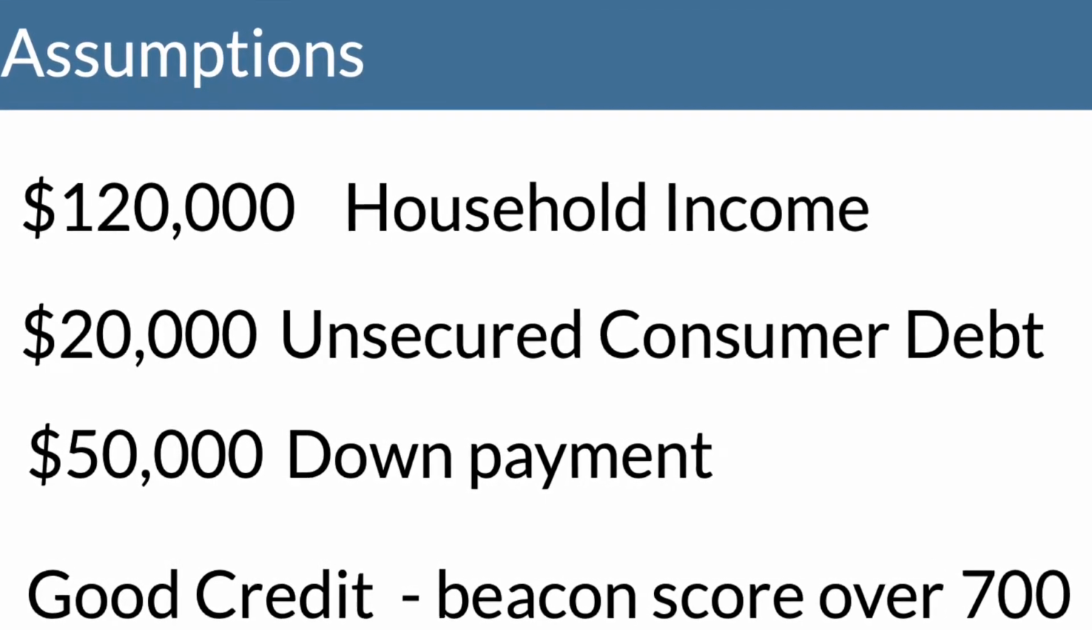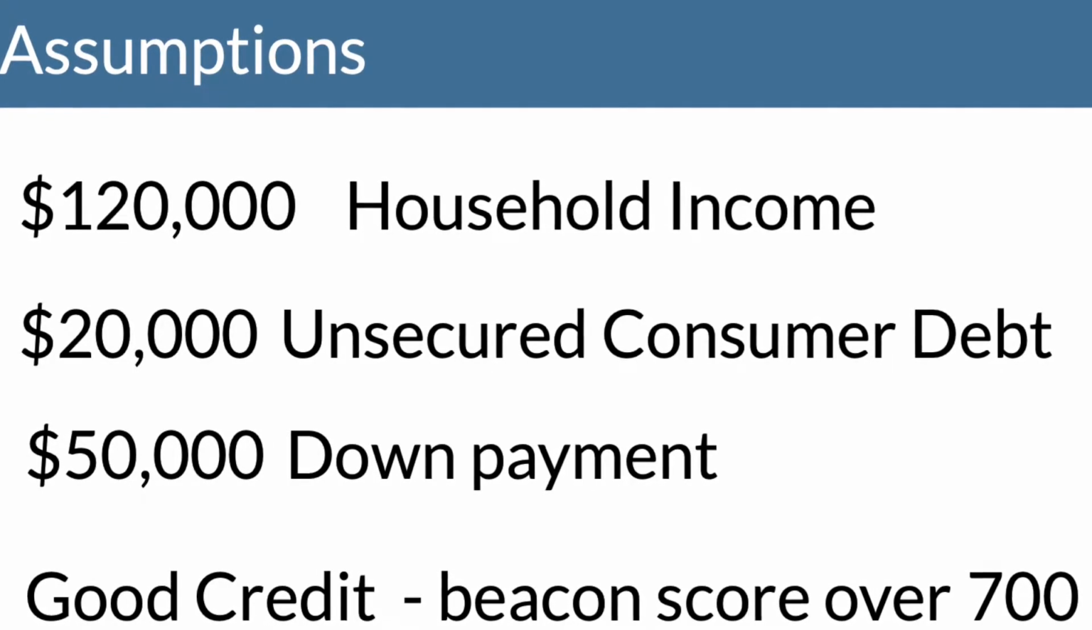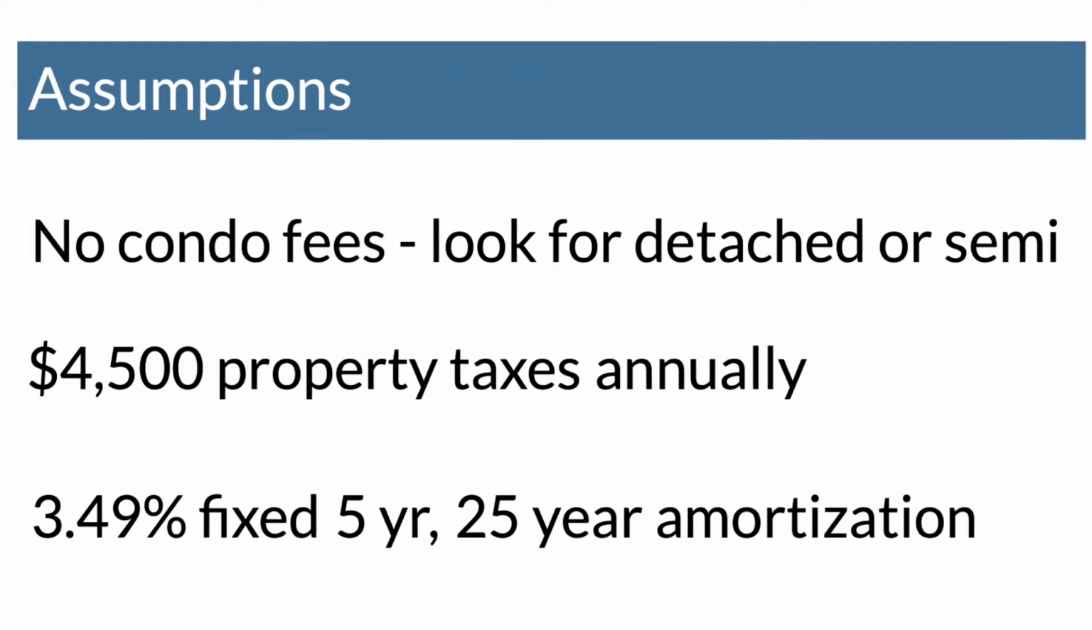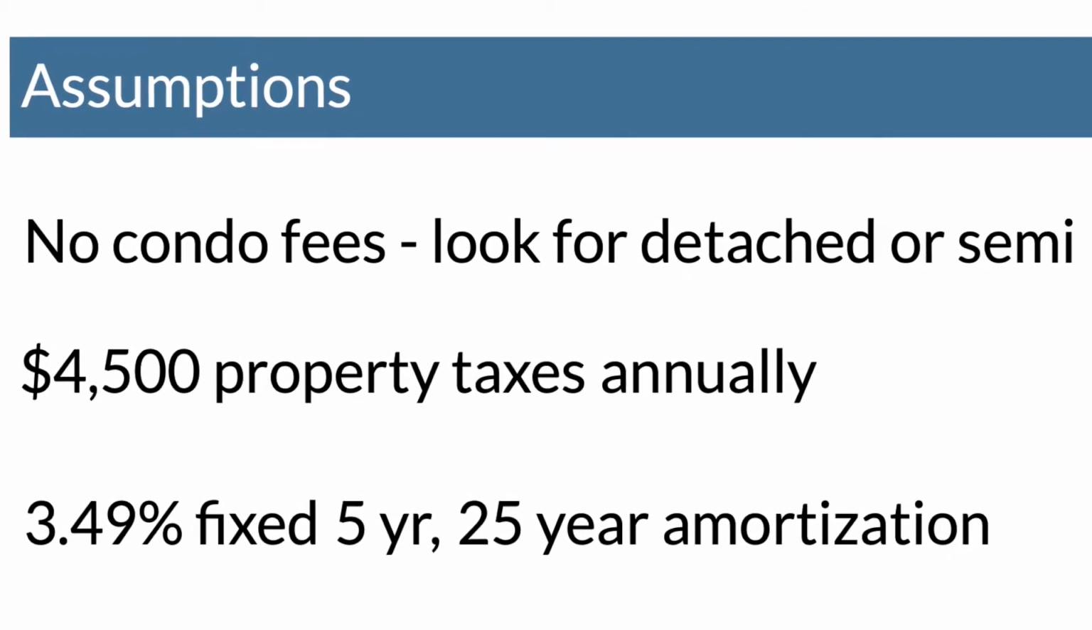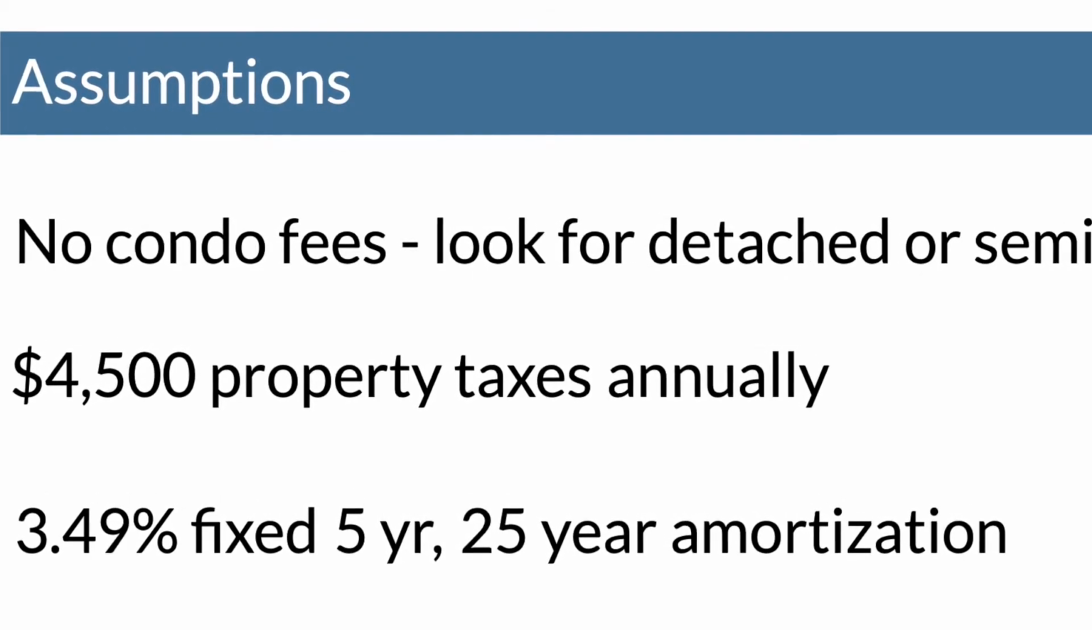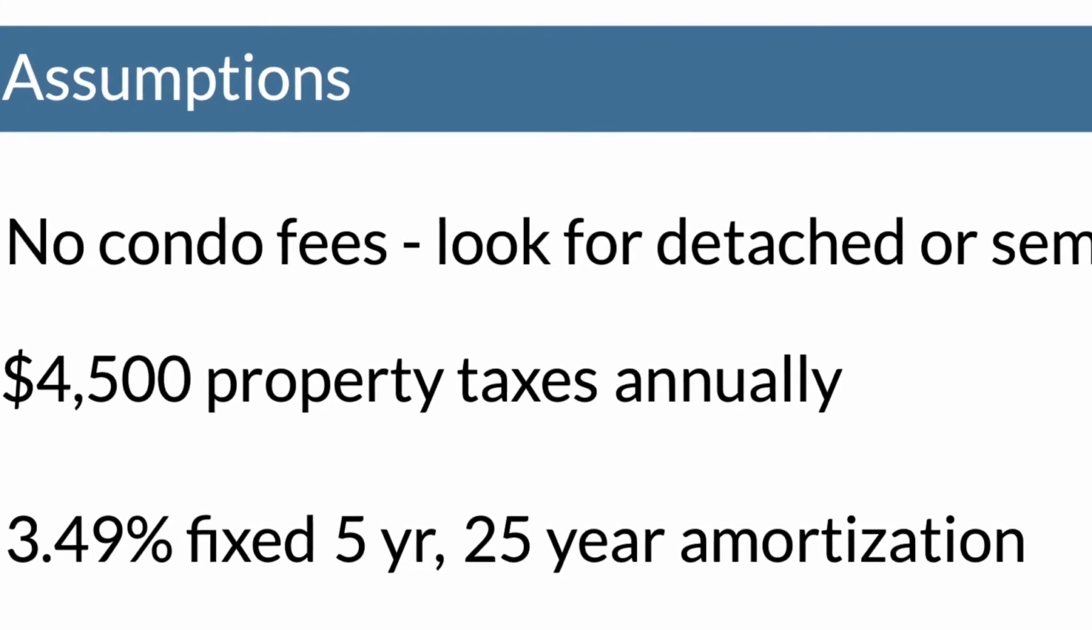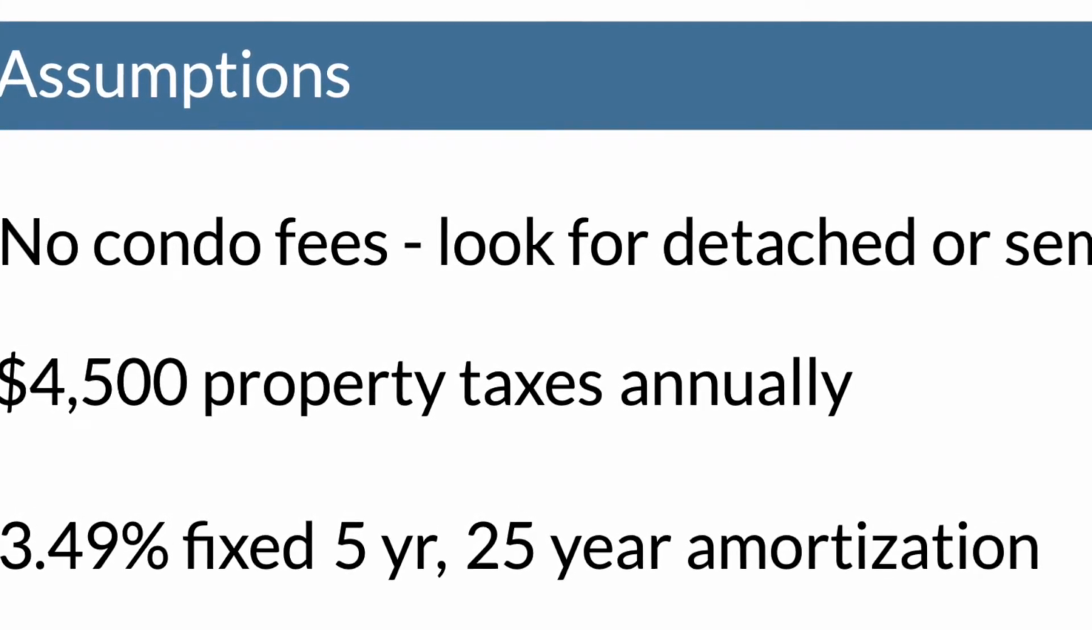And we're also going to assume that there is good credit. So we're talking a credit score over 700. We are also going to assume that this household is buying a new home that is not a condo. So we're looking for a freehold, a detached, a semi-detached, so that there are no condo fees. We're also assuming that the property taxes are roughly $4,500, and we're going to use today's interest rate of 3.49 for a 5-year fixed with a 25-year amortization.